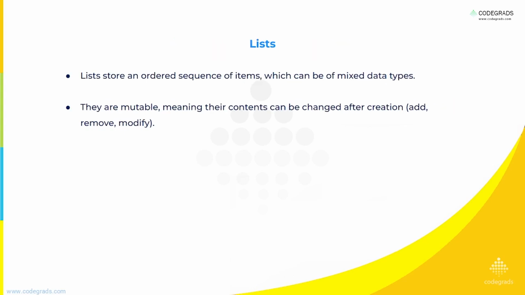Now, we start with the list. A list stores an ordered sequence of items which can be of mixed data types. Suppose in a list we can store a string value, integer value, or float value. So we say that it is a mixed data type and they are mutable. Mutable means their content can be changed after creation, that is, add, remove, and modify. So a list can store multiple items in a single variable and you can add, remove, or change items. So that is the list.